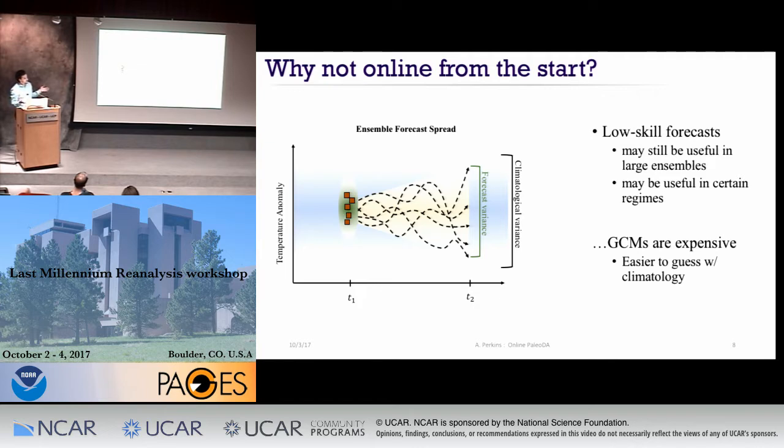Long story short, GCMs are expensive. It's easier to guess with climatology. So that's what we did. That's what most people have done.